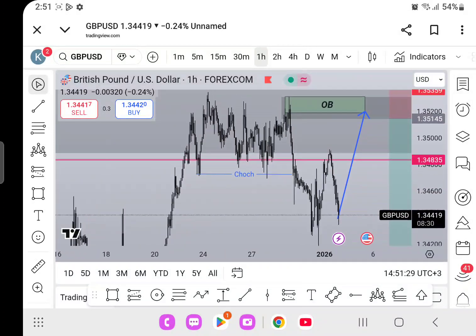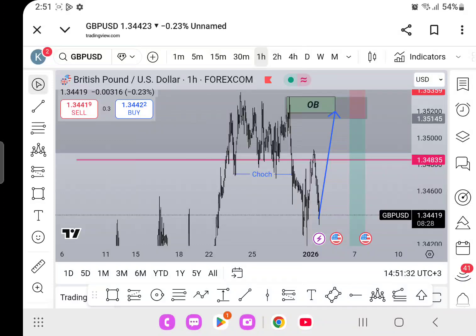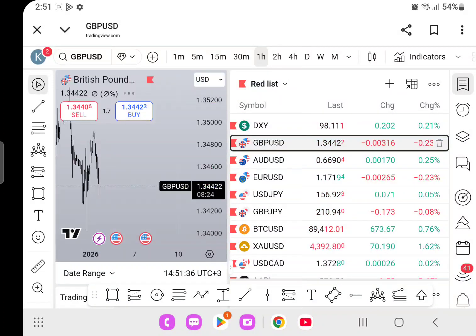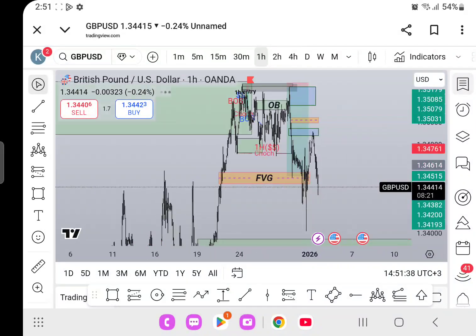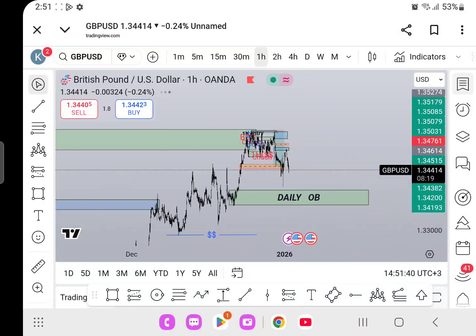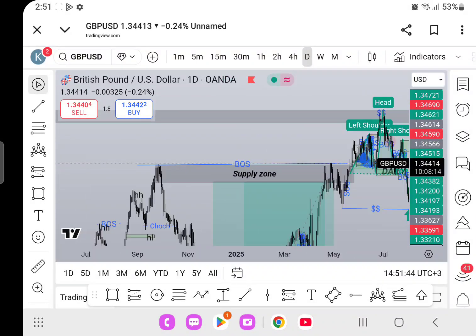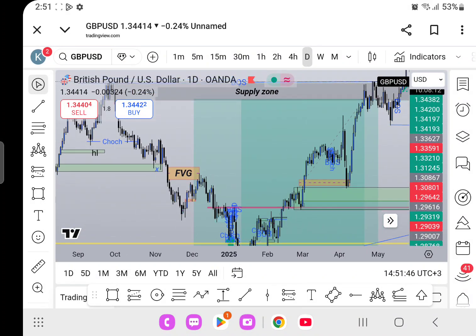Next, I'm going to go to my next pair, but this is GBPUSD. Let me show you my chart. I was trying to show you the backstory. I've been trading GBPUSD for now. Let me show you this. Let me go to the daily. It's a good narration.